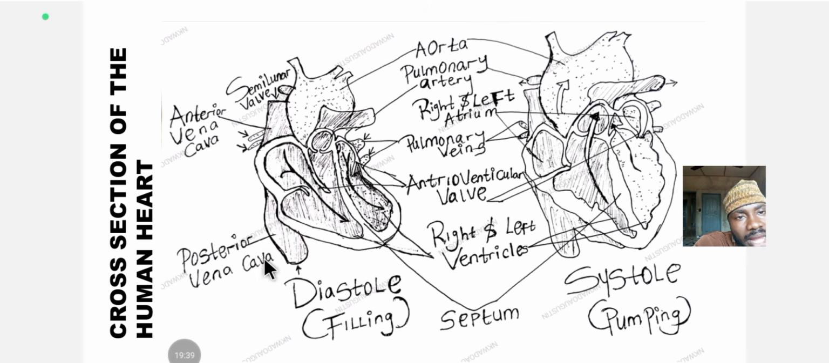All right, it brings blood from the lower part of the body, below the heart, all the structures that are below here. It collects that blood and returns it into this, what? This right atrium. Okay, then this one is the superior vena cava, which is located on top. Okay, on top, superior vena cava is located on top.